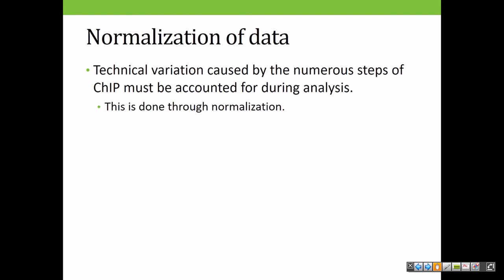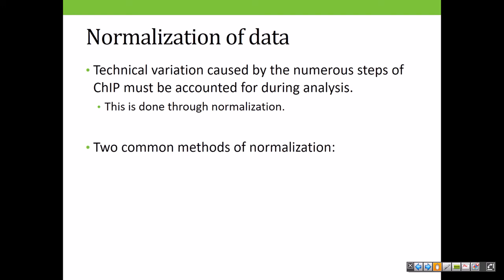So we've run our samples through the qPCR machine. Now we've done the input, we've done all the other controls, we've got CT and CQ values. Now we need to analyze. One of the most important steps in the analysis is normalization. There are many technical variations, forget biological variation, there's going to be that too, but for technical variation, there are many, many steps involved. You could have more or less chromatin in your control versus your treated. So you're going to want to normalize your samples based on some sort of control.